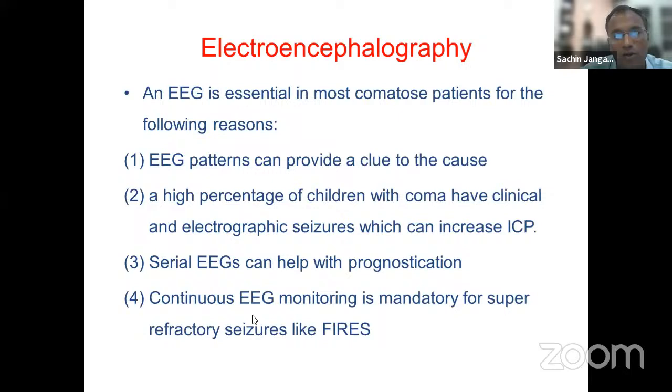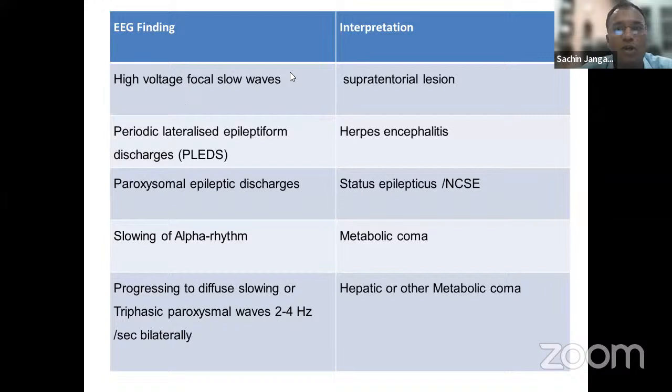Continuous EEG monitoring is mandatory for super refractory seizures like FIRES. Some of the EEG patterns may help in the proper diagnosis. High voltage focal slow waves can be seen in the supratentorial region. Periodic lateralized epileptiform discharges can be seen in herpes encephalitis. Paroxysmal epileptic discharges can be seen in status epilepticus or non-convulsive status epilepticus. Slowing of alpha rhythm is seen in metabolic coma, progressing to diffuse or triphasic paroxysmal waves in hepatic and other metabolic coma.